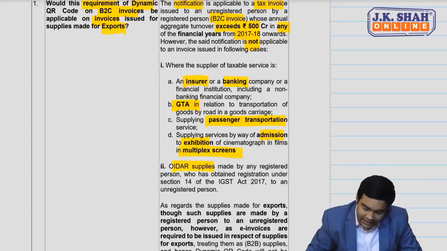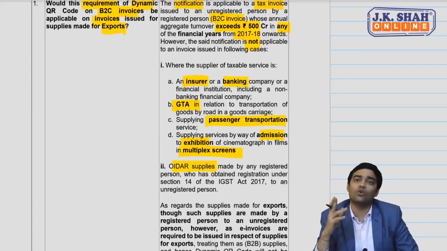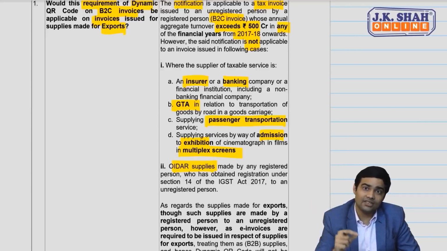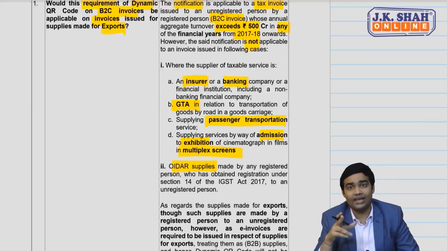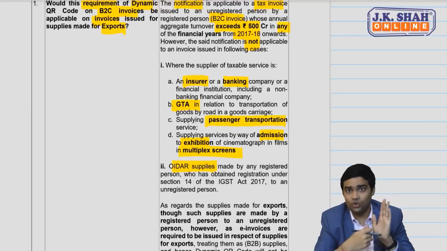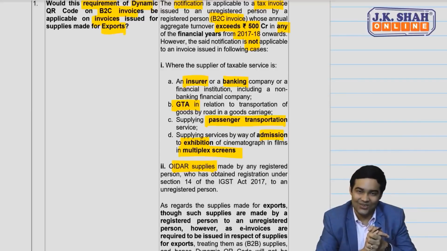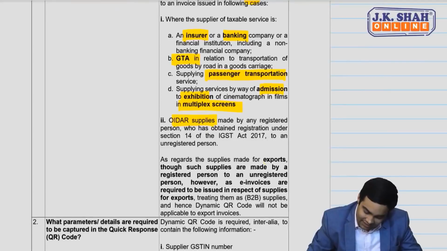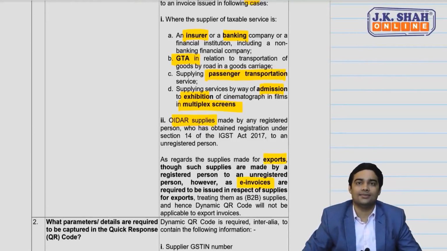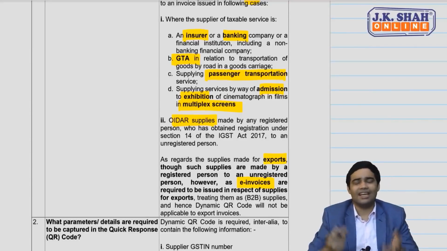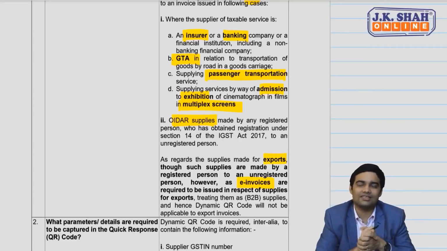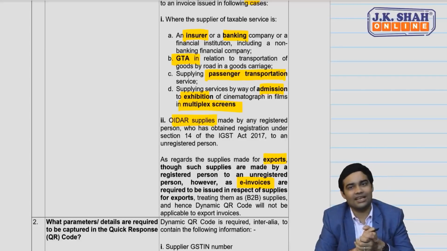Plus, OIDAR supplier. Hey, you remember this OIDAR supplier? Who is this OIDAR supplier? This OIDAR supplier is basically a person who is outside India and he is providing service to customers in India. In that case, this OIDAR service provider has to register. Is he required to do this dynamic QR code? The answer is no. Plus, they clarified that for export, already e-invoices are applicable, and that's why dynamic QR code is not applicable. In fact, if we just apply some common sense, there is no need of having a dynamic QR code for exports. Clear?